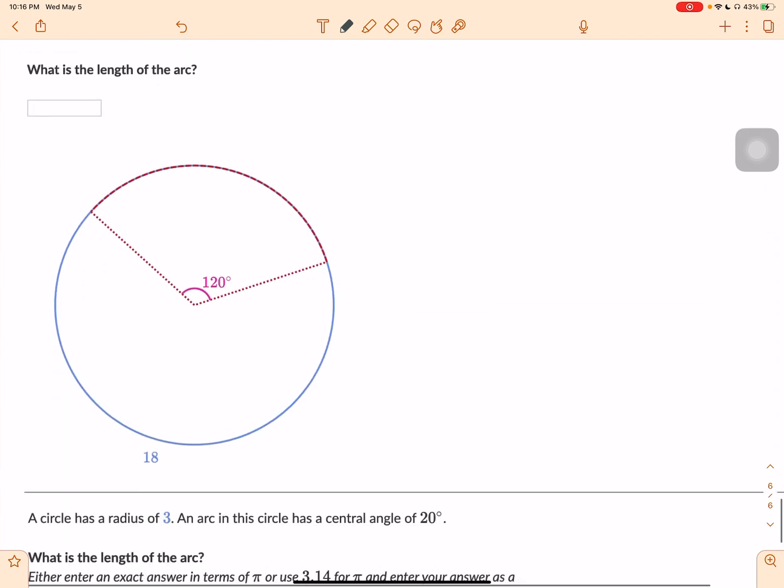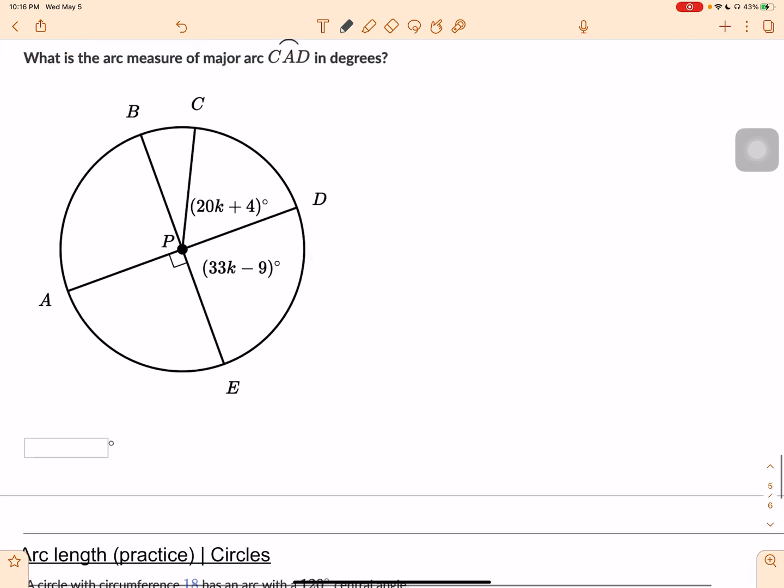All right, I'm just curious how many more I put on here. Okay, good. So we have 3 left, okay?